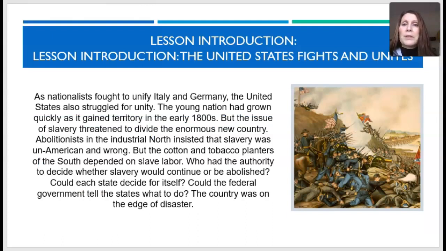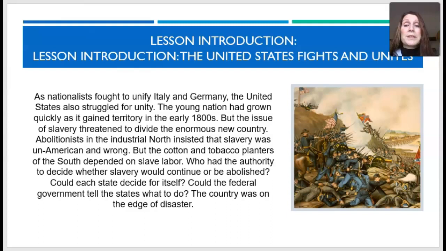Lesson Introduction. The United States Fights and Unites. As nationalists fought to unify Italy and Germany, the United States also struggled for unity. The young nation had grown quickly as it gained territory in the early 1800s. But the issue of slavery threatened to divide the enormous new country. Abolitionists in the industrial North insisted that slavery was un-American and wrong. But the cotton and tobacco planters of the South depended on slave labor.